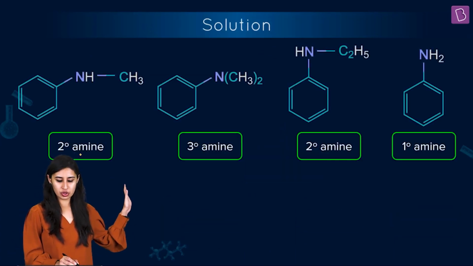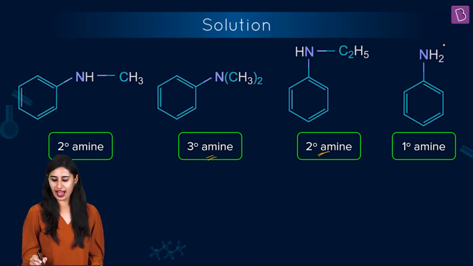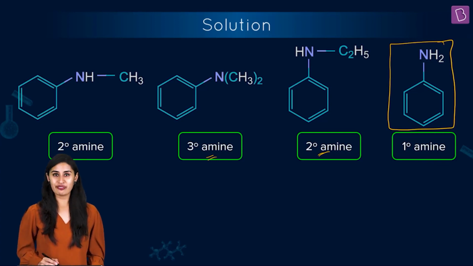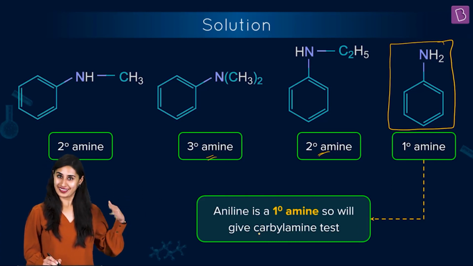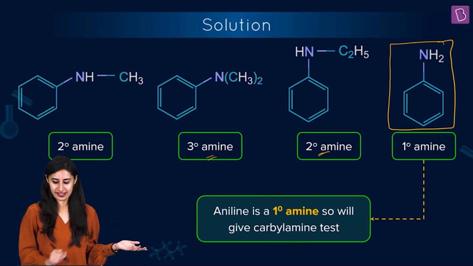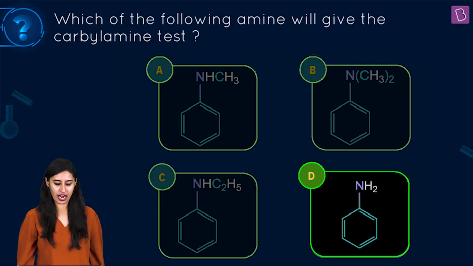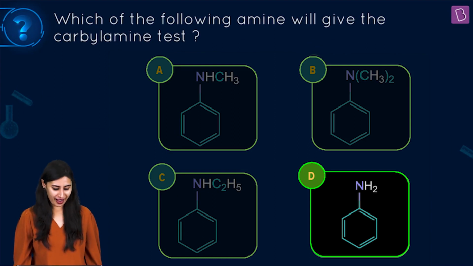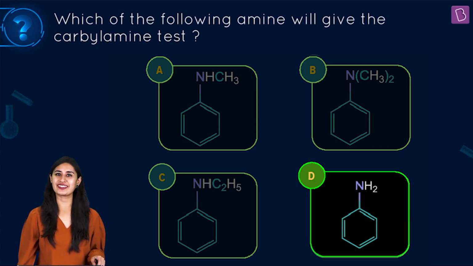So in the options, what did we have? We had this 2-degree amine, we had this 3-degree amine, we had this 2-degree amine, and we had aniline, the 1-degree amine. Of course, aniline is a 1-degree amine, so it will give you carbylamine test. So if I ask you which of the following amines will give the carbylamine test, what shall be your answer? Your answer has to be the 1-degree amine, which is option D, the right answer to this question.